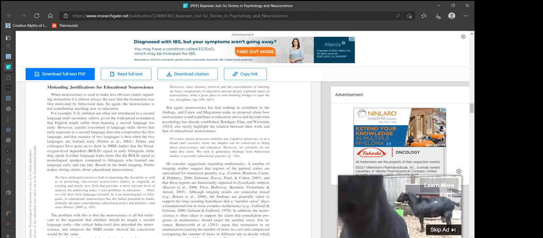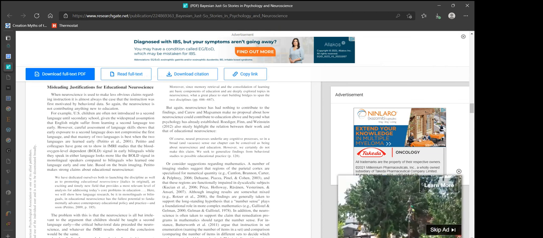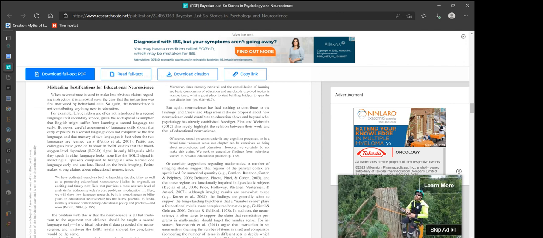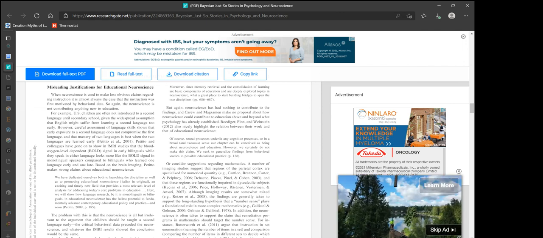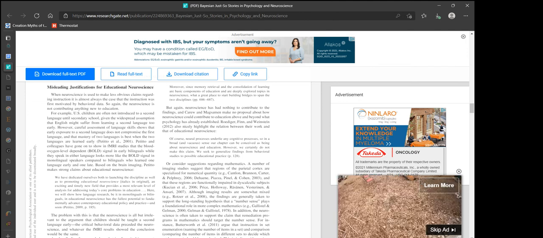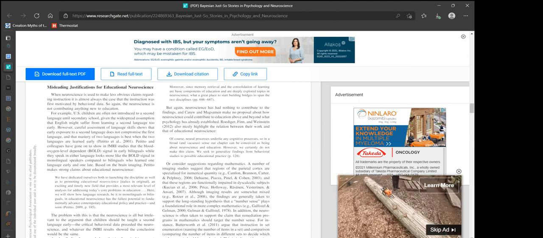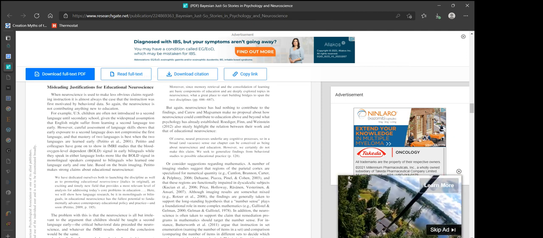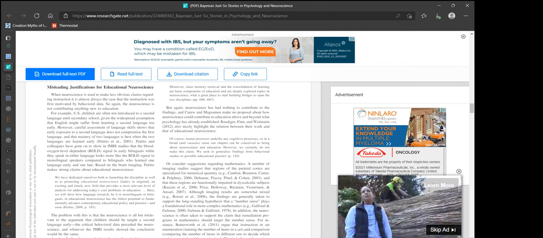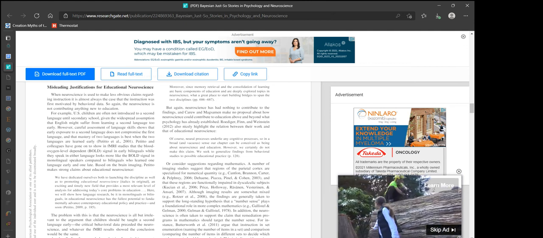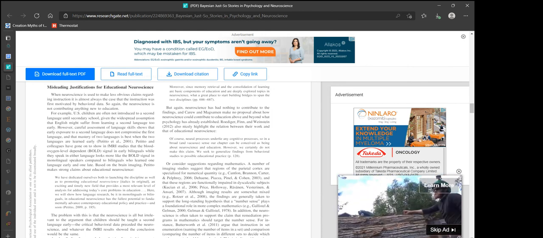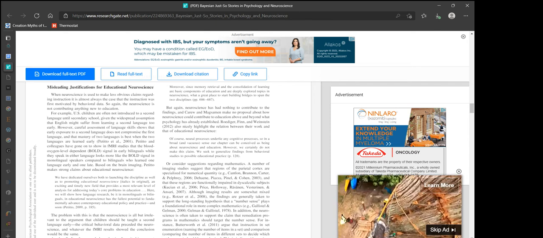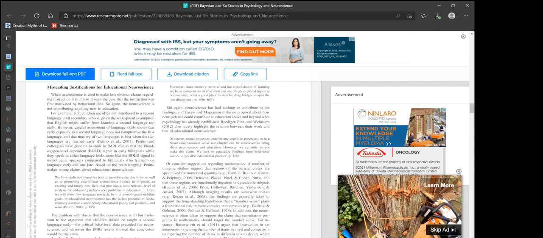Misleading justifications for neuroeducation or for educational neuroscience. When neuroscience is used to make less obvious claims regarding instruction, it is almost always the case that the instruction was first motivated by behavioral data. So again, the neuroscience is not contributing anything new to education. For example, U.S. children are often not introduced to a second language until secondary school, given the widespread assumption that English might suffer from learning a second language too early. However, careful assessment of language skills shows that early exposure to a second language does not compromise the first language, and that mastery of two languages is best when the two languages are learned early.